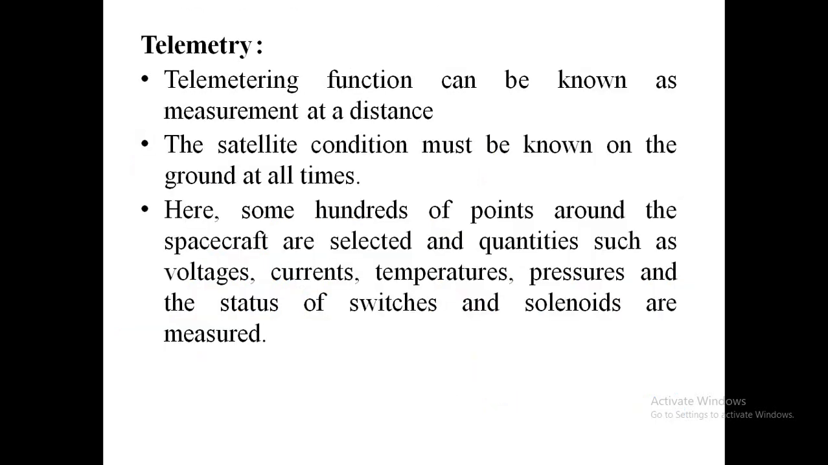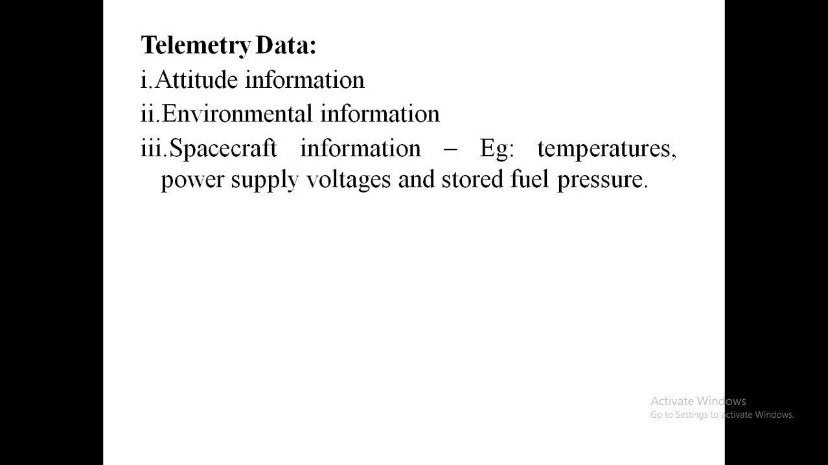Telemetry. The telemetering function can be known as a measurement at a distance. The satellite condition must be known on the ground at all times. Here, some hundreds of points around the spacecraft are selected, and quantities such as voltages, currents, temperatures, pressures, and the status of switches and solenoids are measured. Telemetry data includes the attitude information, environmental information, and spacecraft information such as temperatures, power supply voltages, and stored fuel pressure.